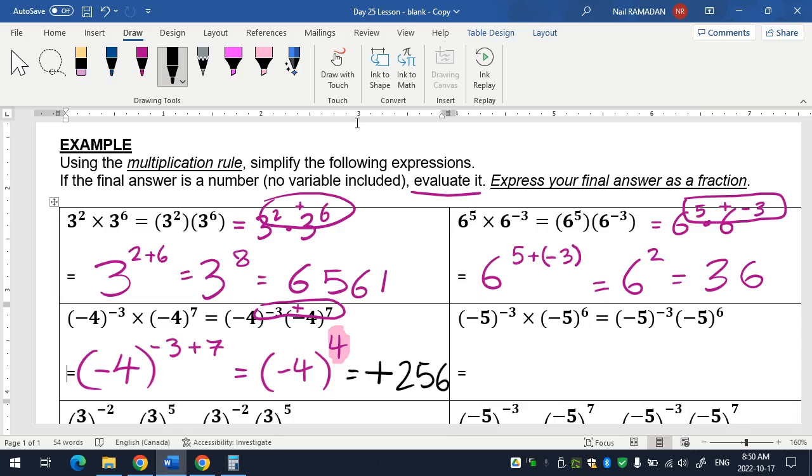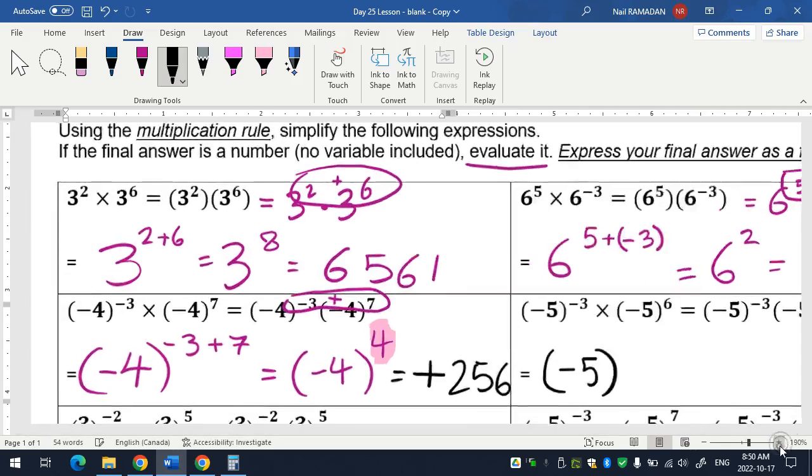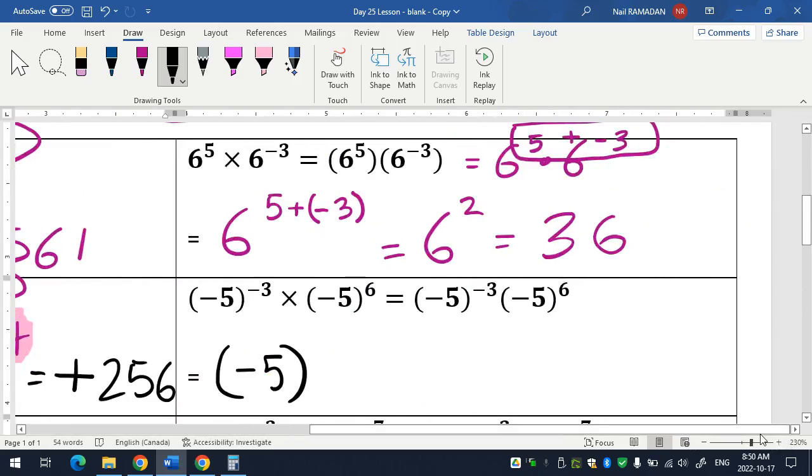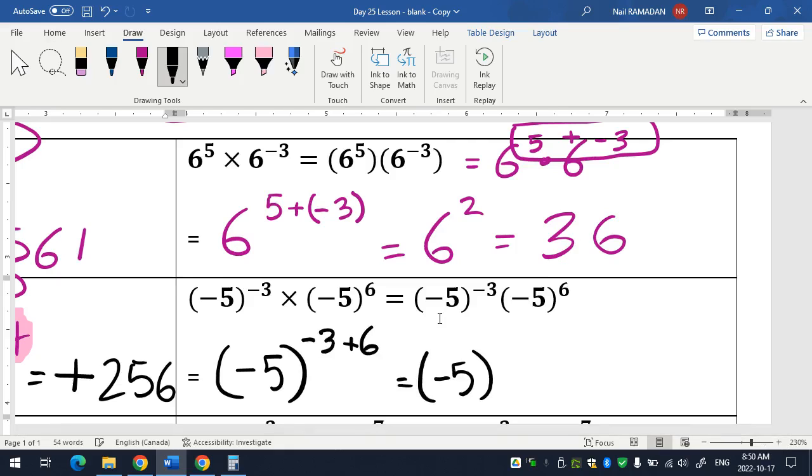Okay, next one. More or less the same idea. So it will be negative 5. Let me zoom in. Negative 5. What do we have? Negative 3 plus 6. Okay. Who can tell me what's negative 3 plus 6? Or 6 minus 3? 3. A solid 3.